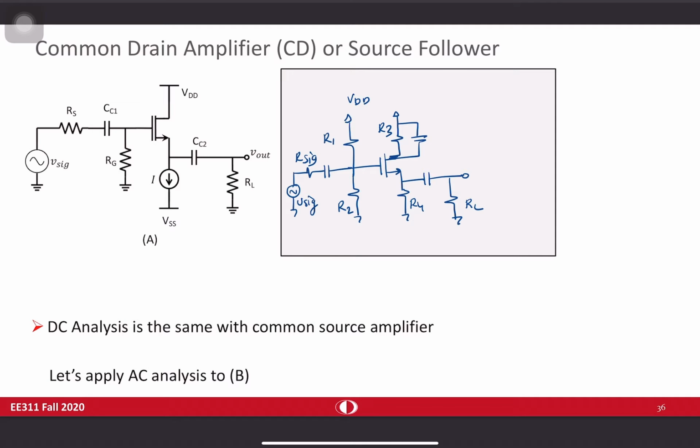AC-wise grounded. Even if you do not have this capacitor, let's say C2, still it's going to be a common drain amplifier. It will work similarly. It's not going to change the results significantly as long as you get your input from the gate and you get your output from the source end. But to be consistent with the definitions, we make drain AC-wise grounded by means of this capacitor.